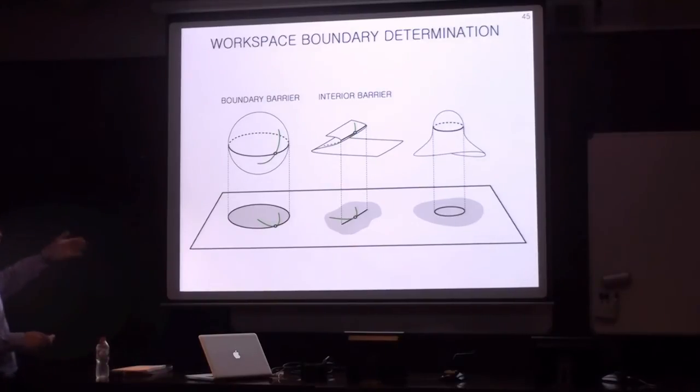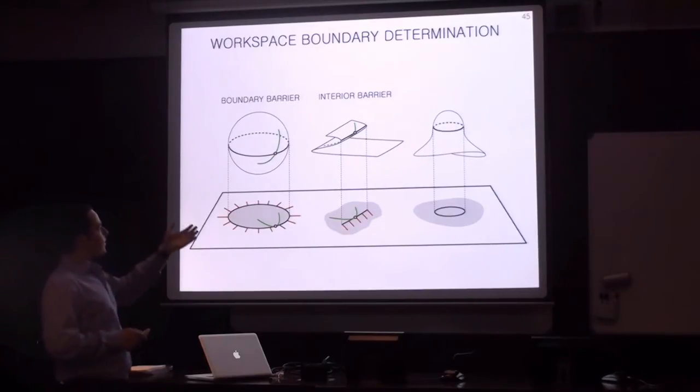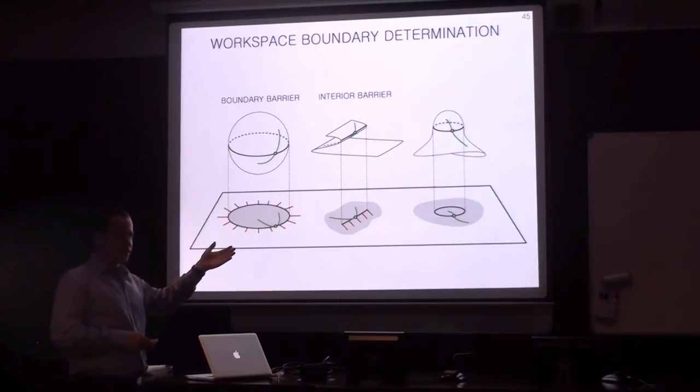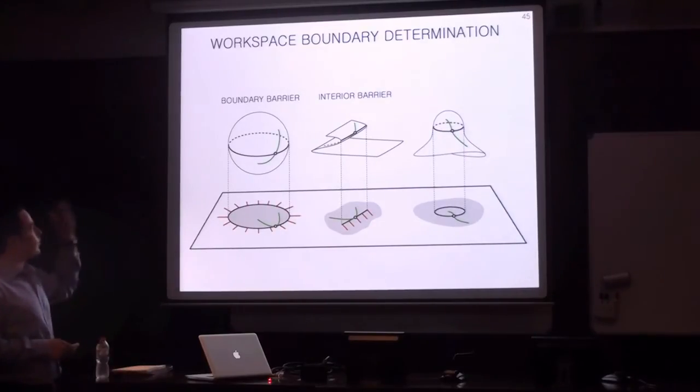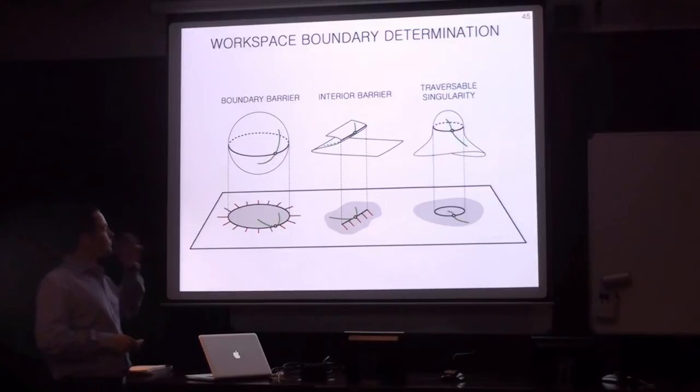And if we want, we can mark them in the projection with normal vectors on the forbidden side. In the last case, however, we can have paths in the configuration space that cross the projected singularity. And this is why we call them traversable singularities.